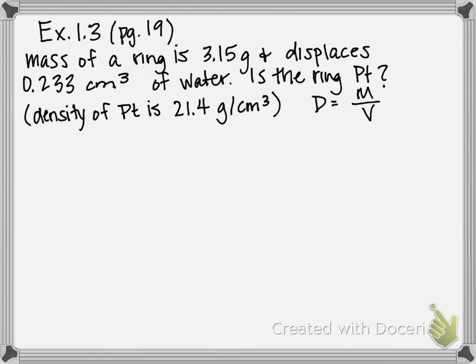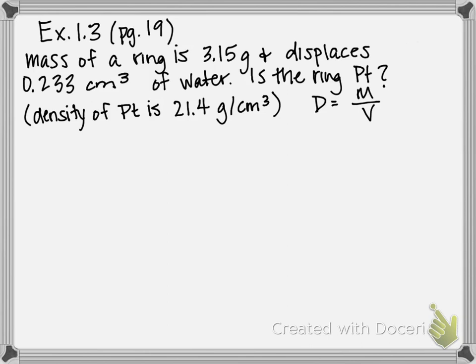A man receives a platinum ring from his fiancée. Before the wedding, he notices that the ring feels a little light for its size, so he decides to determine its density. He places the ring on a balance and finds that it has a mass of 3.15 grams. He then finds that the ring displaces 0.233 centimeters cubed of water. Is the ring made of platinum?